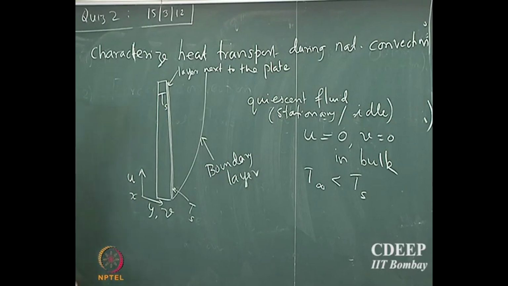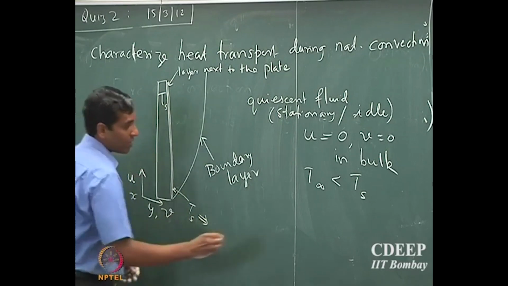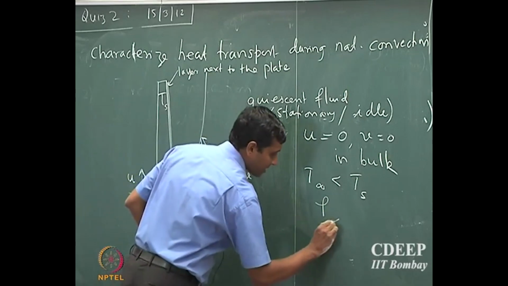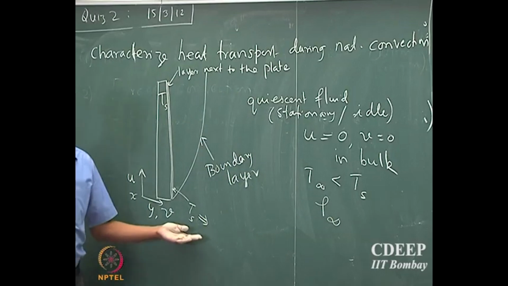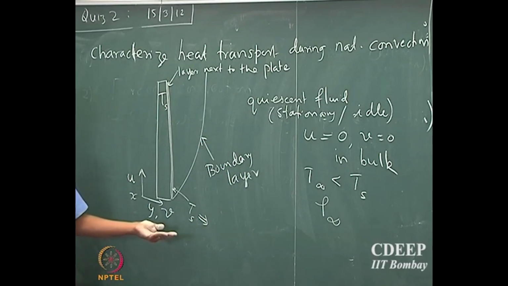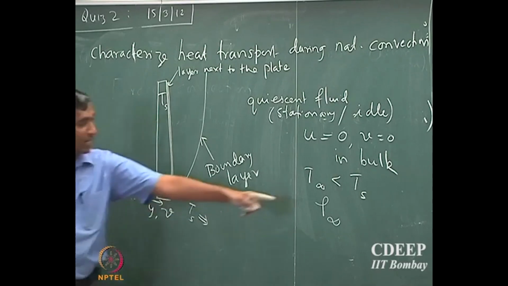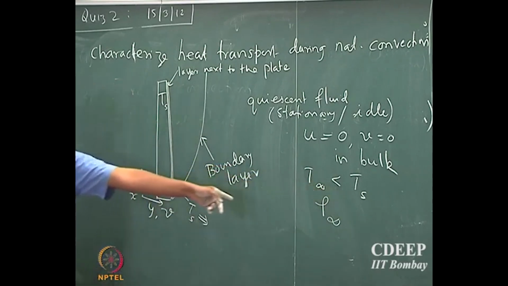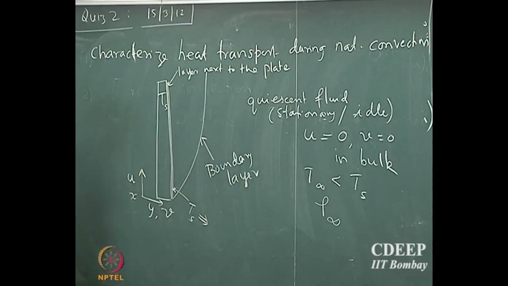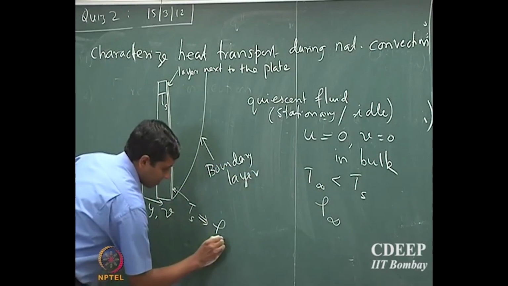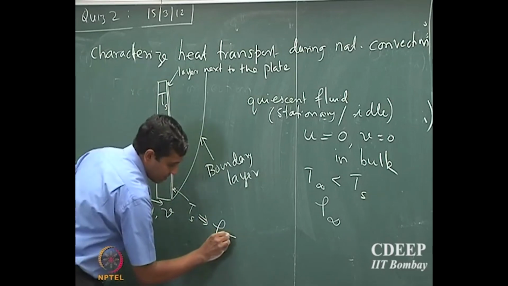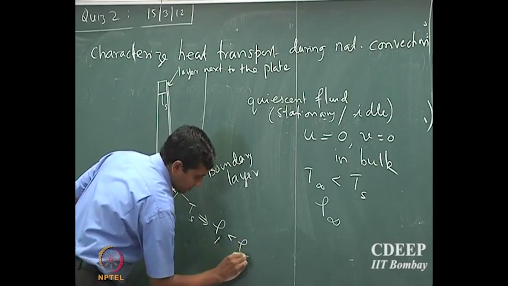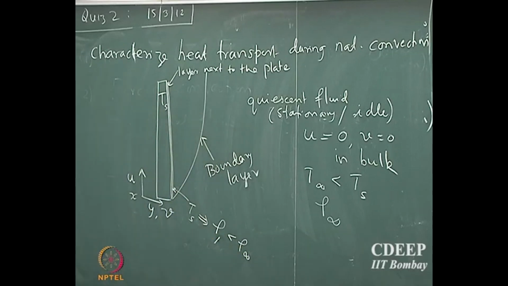So which means that, if the density of the fluid in bulk is rho infinity, then what will be the density of the fluid here? It will be greater or lesser? It will be lesser, because we said Ts, the surface temperature, is larger than the fluid temperature, right? So if I call it rho 1, this will be lesser than the bulk density.